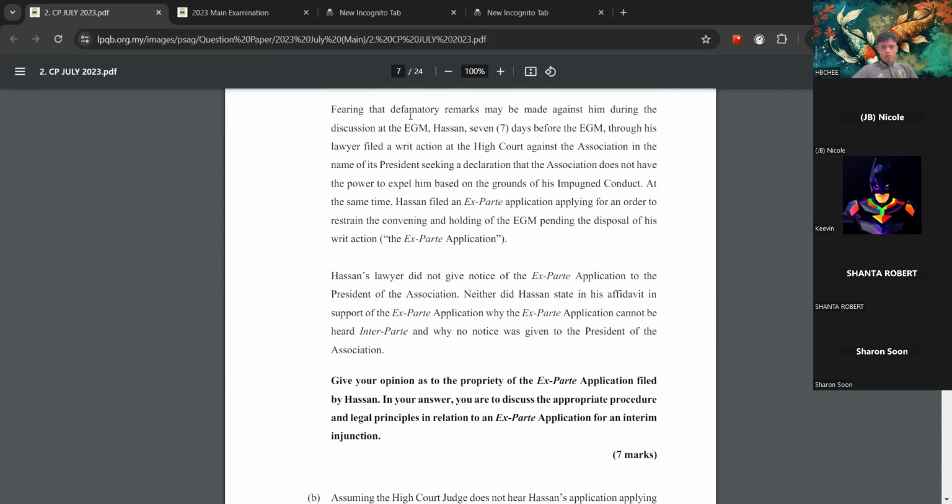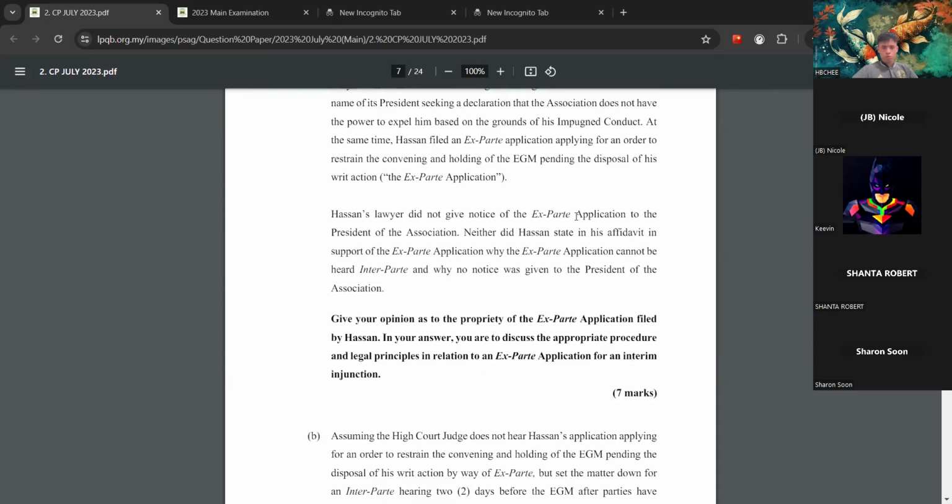Fearing that defamatory remarks may be made against him during the discussion at the EGM, Hassan, 7 days before the EGM, through a lawyer, filed a writ action at the High Court against the association in the name of the president, seeking a declaration that the association does not have the power to expel him on the ground of his impugned conduct. At the same time, he filed an ex parte application for an order to restrain the convening and holding of the EGM, pending the disposal of his writ action. This is the ex parte application.